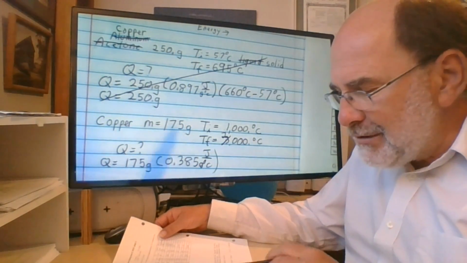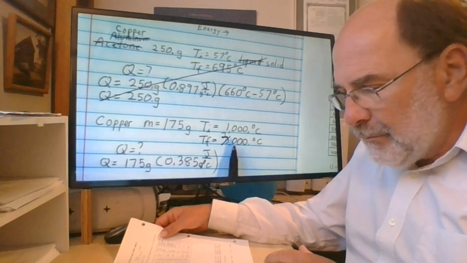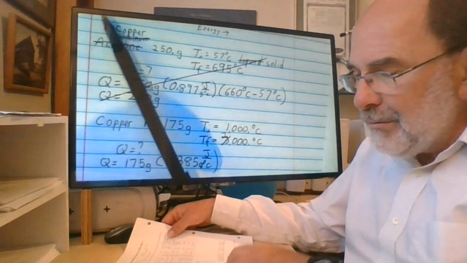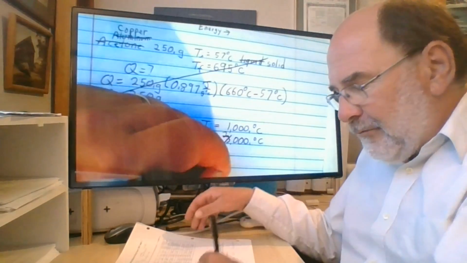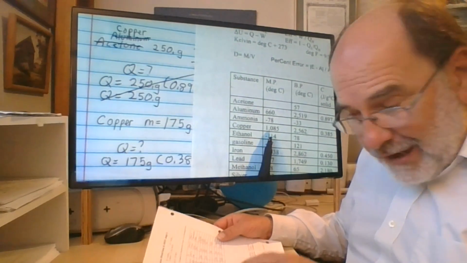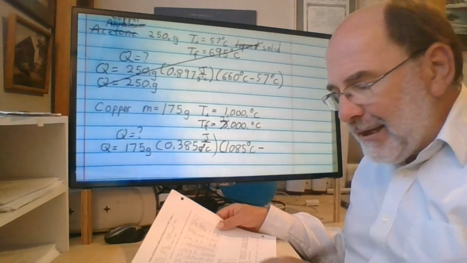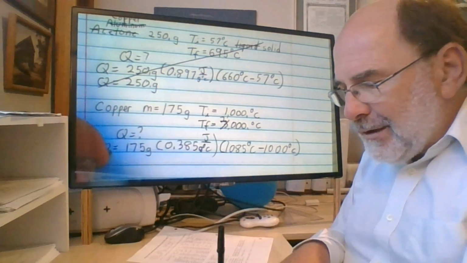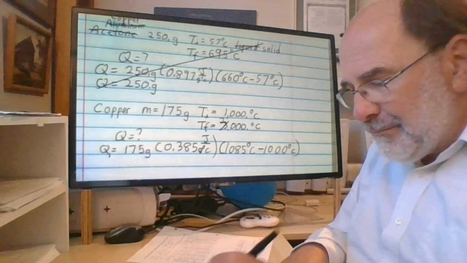Now, it would be a mistake to say that the final temperature is 2000 degrees or that the delta T is 1000 degrees. Those are both wrong because I can only go up the heating curve until I get to its melting point. So the final temperature for this calculation right now is 1085 degrees Celsius. And subtract from that my initial temperature of 1000 degrees Celsius. So I'll call this Q1. The heat energy necessary to heat up solid copper to its melting point.